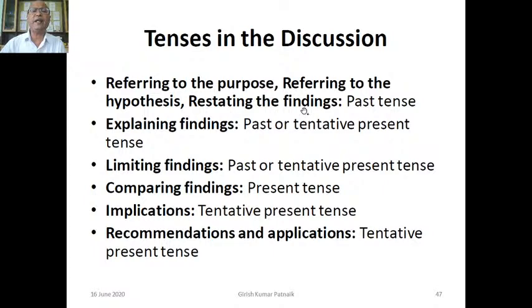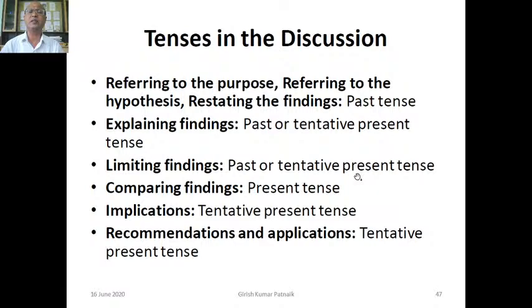Here are some of the things: referring to the purpose, referring to the hypothesis, restating the findings. These things we have stated earlier, and almost in a nutshell I'm again putting it here, but it should not be a duplicate sentence. You should change the formation of the sentence. So this is your past tense. Explaining the findings: whatever finding you got, now you need to explain it. You need to argue. For that, you will have to use past or tentative present tense. Limiting the findings: it is some kind of assumption. You might have made some assumptions, and whatever assumptions you have made are going to limit your findings. So there you need a past or tentative present tense.